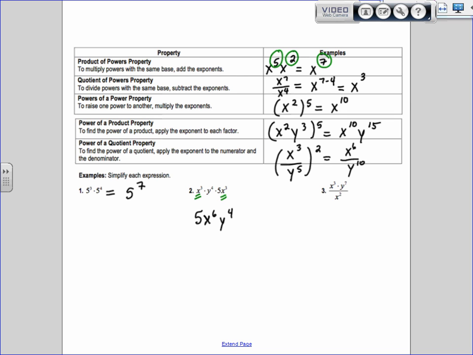And then this one, do the reducing thing. So I have x cubed over x squared. If I have 3 x's on top and only 2 x's on the bottom, 2 cancel on the top and 2 cancel on the bottom, I'm left with 1 on top, right? So it's x and then y to the 7th. And it's kind of like over 1, but we don't write that. So we just leave it as x, y to the 7th.